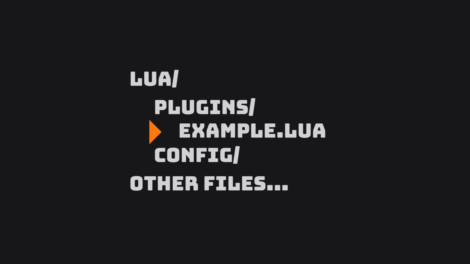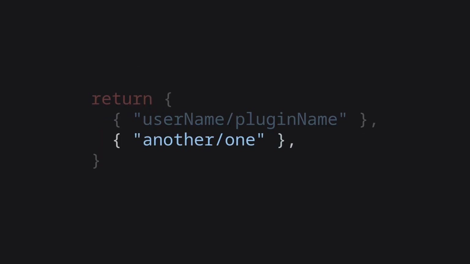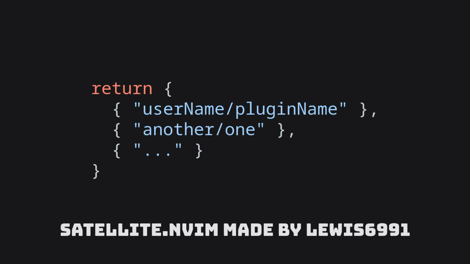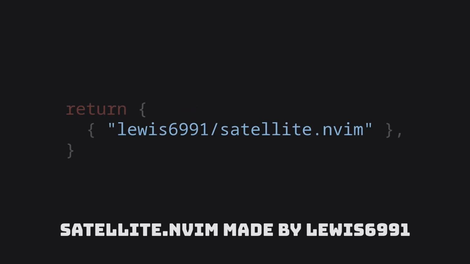But to add your own plugin, simply create a new empty Lua file in this plugins folder, and you can name it anything you want. Inside of this file, it returns an array of plugins. If you want, let's say, a nice scroll bar, for example the satellite plugin, all you have to do is inside of these quotes, just add the name of the GitHub repo, and that's it. Next time you open Neovim, it'll automatically install and set up this plugin for you.